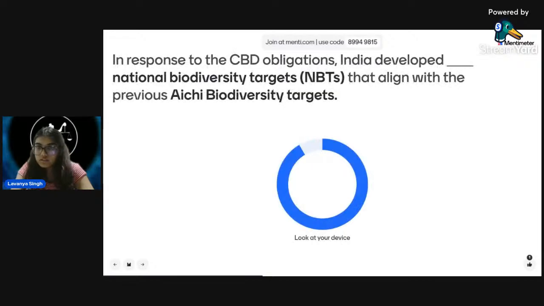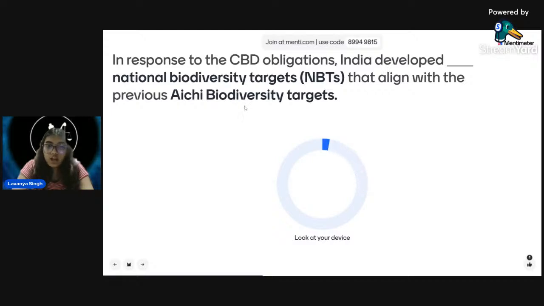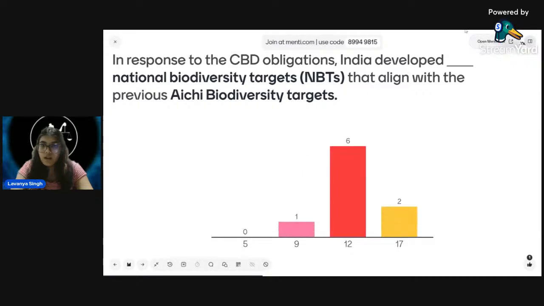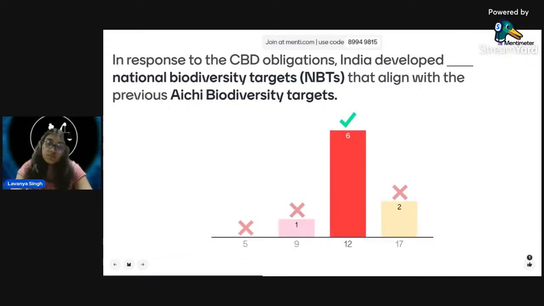Okay, Nadu studies, which question are you on? In response to the CBD obligations, India developed national biodiversity targets that align with the previous Aichi biodiversity targets. How many? 5, 9, 12, or 17? And the correct answer is option C, 12 targets. Very good.